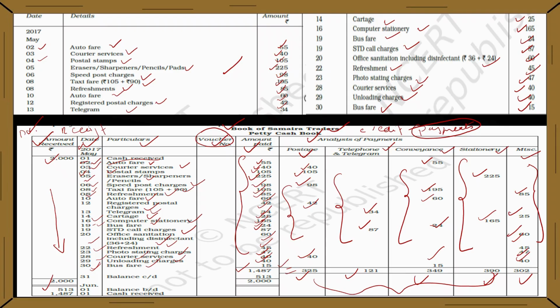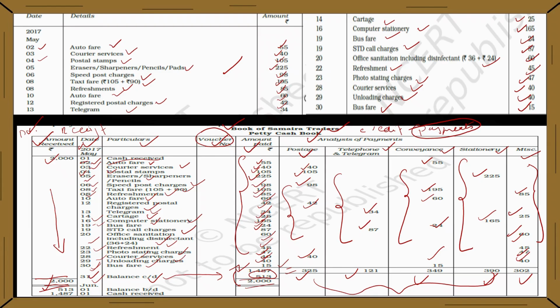What is the balance carried down? On 31st May, balance carried down is: take the 2000 rupees total on both sides, on amount received and amount paid. And if you deduct 1487 from 2000, on 31st May, balance carried down is 513. This is the balance we have.